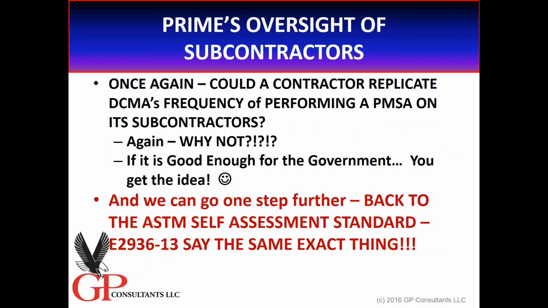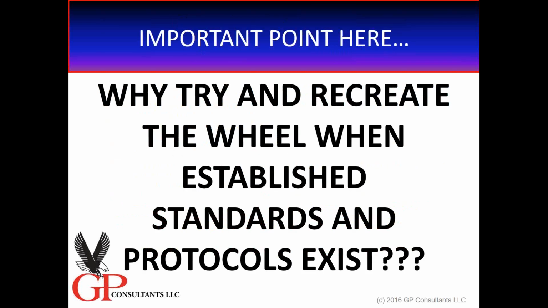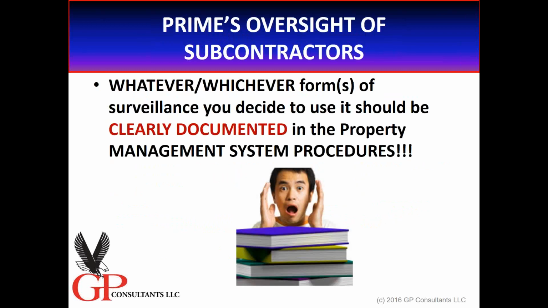Now, one other thing, within the writing of the self-assessment standard 2936, the committee says the same exact thing. So if you're using an ASTM standard and incorporating that, building that into your property management system, here's a perfect example where you have two entities telling you that this is an acceptable methodology. Properly applied, it's an acceptable methodology, both DCMA as well as ASTM's VCS. All right? So why try and recreate the wheel when established standards and protocols already exist, right? So whichever form of surveillance you decide to use, you clearly document that in your property management procedures.